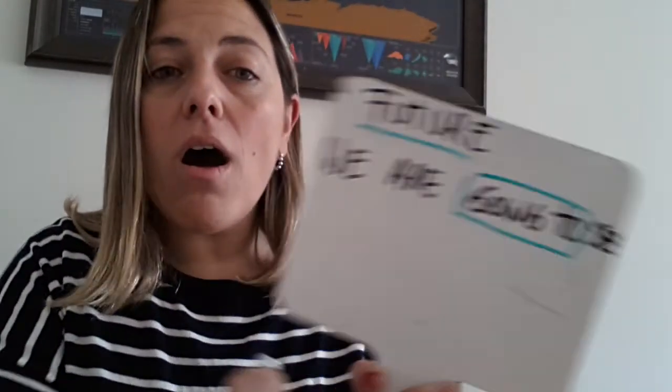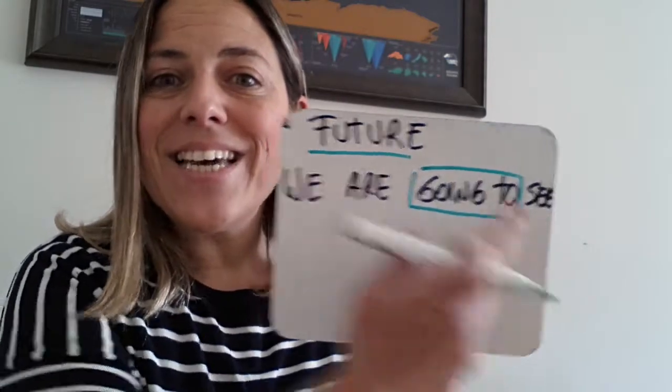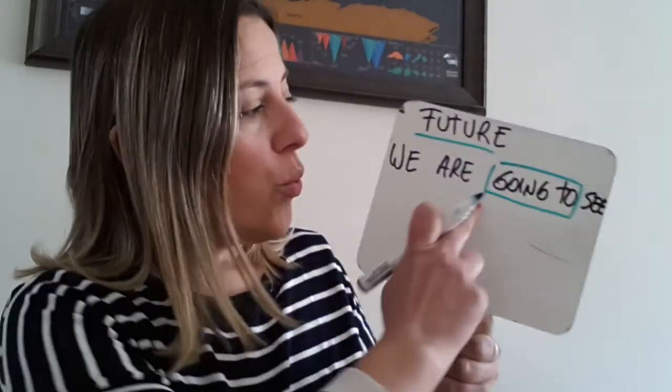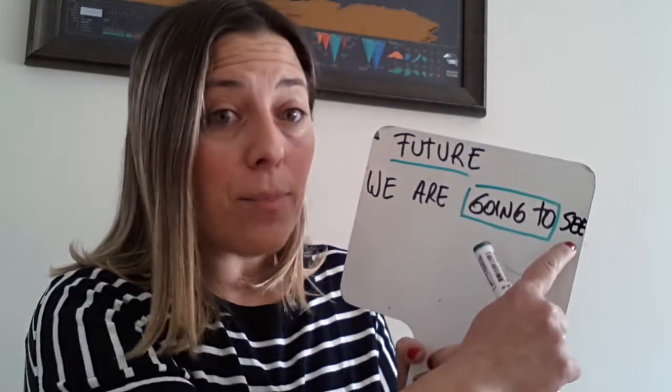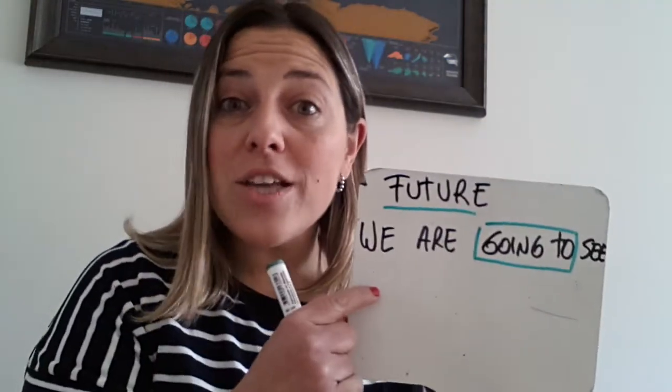Now, to talk about the future, we are going to see a new structure. Yes? We are going to see a new structure. The structure is going to. Yes? We are going to see future. We use going to, which is one of the structures we use to talk about the future. There are others, but today we are going to see going to. We use this to talk about a plan we have for the future.